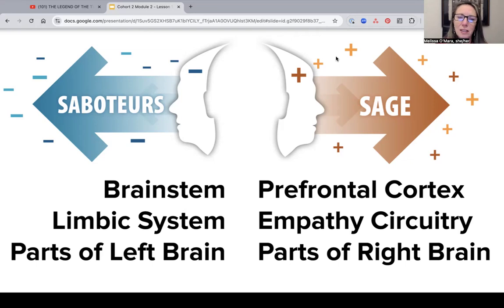We can also see how these states show up on an MRI. So the sage brain is really in the prefrontal cortex primarily, and throughout the empathy circuitry in the body, includes parts of the right brain and also the cognitive functions of the left brain. The saboteur brain is really showing up in the brain stem and the limbic system, some of the older parts of our immune system, of our neural system. And it is an immune system, right, of sorts. It keeps us safe. And parts of the left brain.